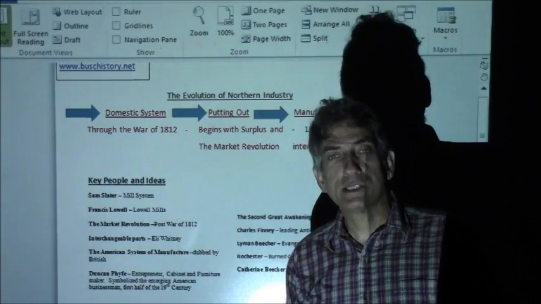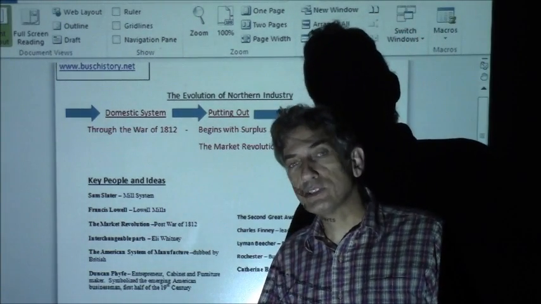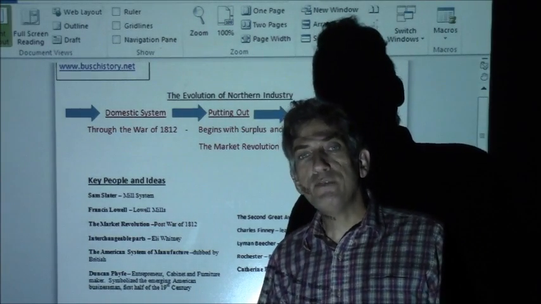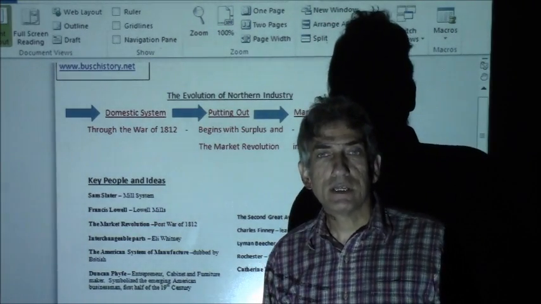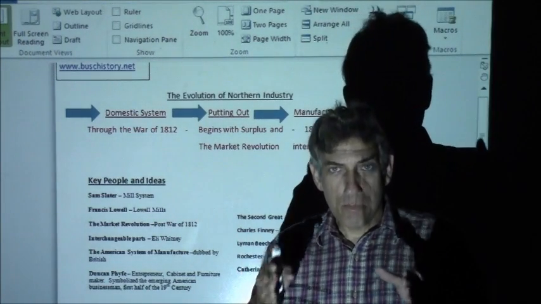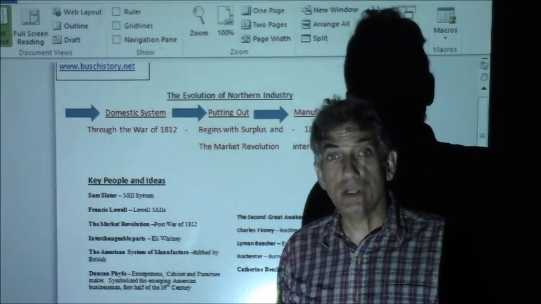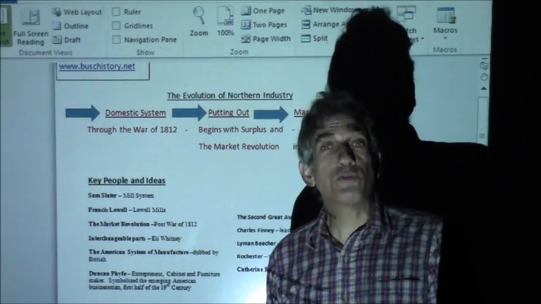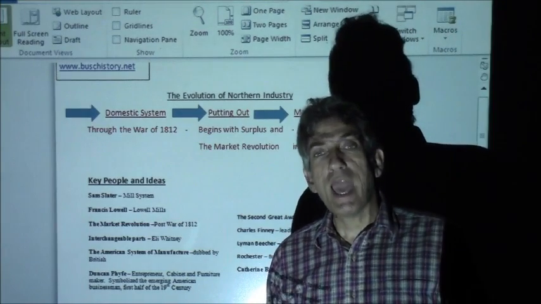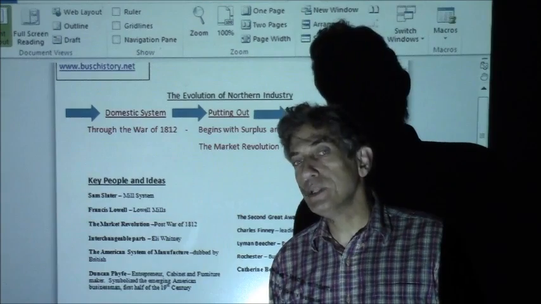Building on Sam Slater's idea was this guy Francis Lowell. Francis Lowell actually dies in 1817 before his idea can be completed, but he foresees a mill town. A town where people work in the same mill together. They live in a community right across from the mill. They go to church right down the road from the mill. They do their food shopping right down the road from the mill. And they socialize and gather in a square in the middle of this town. It's called a mill town.